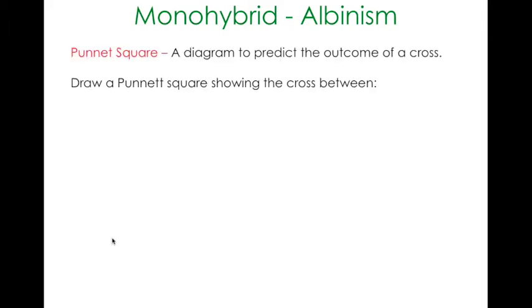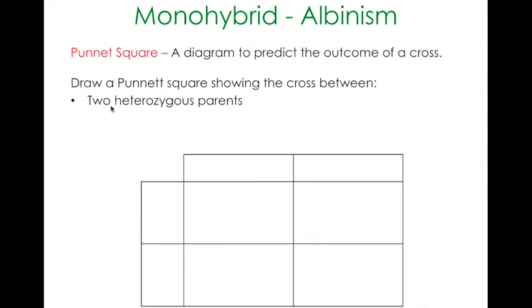We're going to use the Punnett square to show the cross between these individuals, and we're going to start by looking at two heterozygous parents. Now, heterozygous parents means their genotypes are different. Both their alleles are different from one another. Capital A, lowercase a, yeah, is heterozygous. That's mom, or that's dad, whichever one, and that's mom. And if we draw the cross, we can now determine what the possible outcomes are.